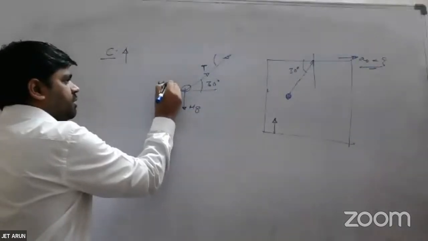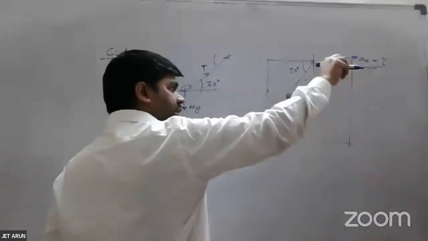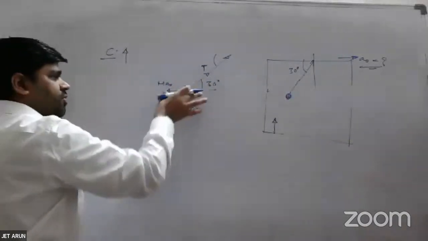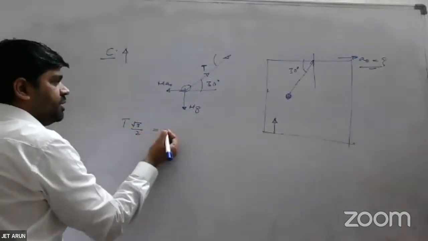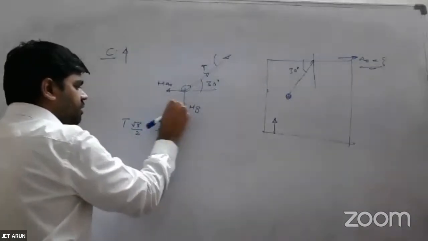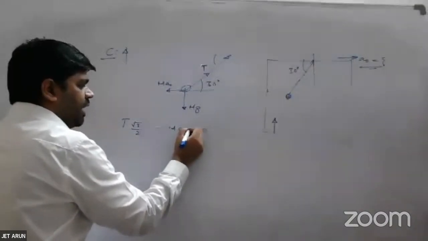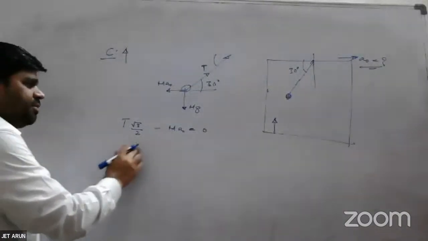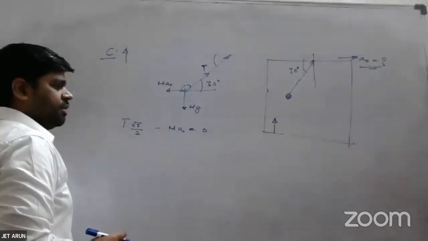Pseudo-force, m a naught. Why is it towards left? Because the acceleration of the reference frame is towards right. Pseudo-force is towards left. Now I'll take the component. T cos 30, which is T root 3 by 2, minus m a naught equal to 0. I can write equal to ma, but that means something different. When I write this minus this equal to 0, it means net force is equal to 0, mass into 0 acceleration.